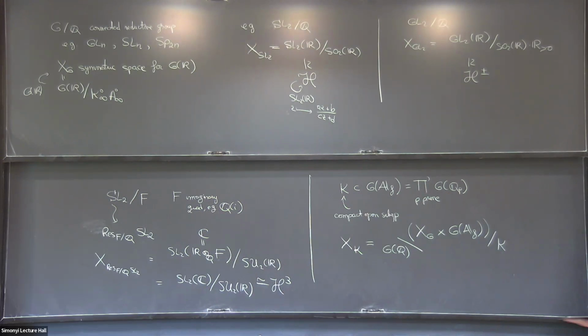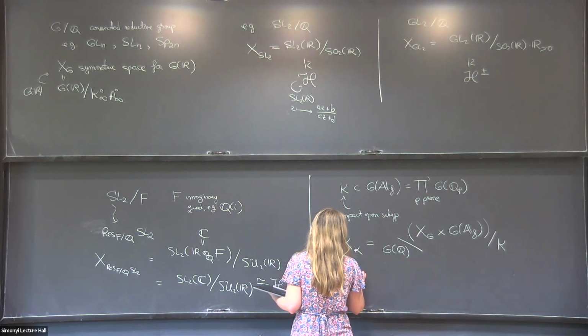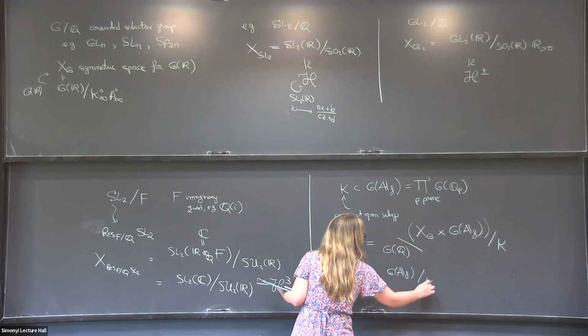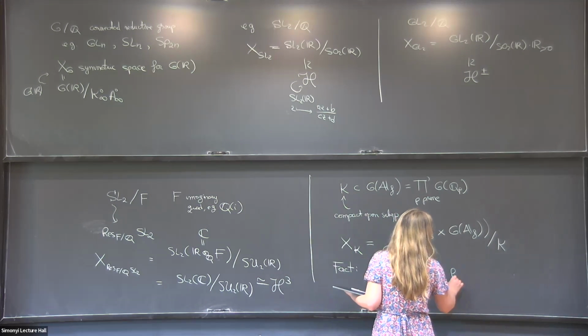The fact is that there are finitely many double cosets. So if I look at G(A_f) mod K on one side and mod G(Q) on the other side, this is a finite set.